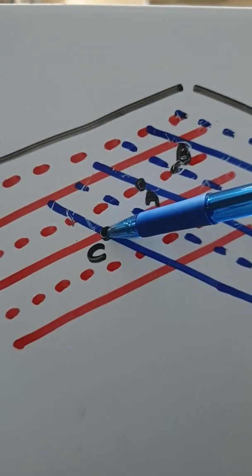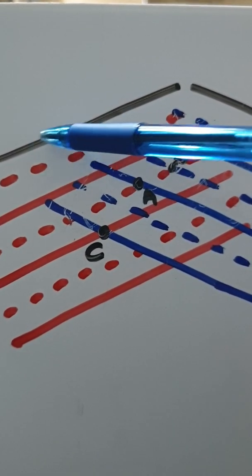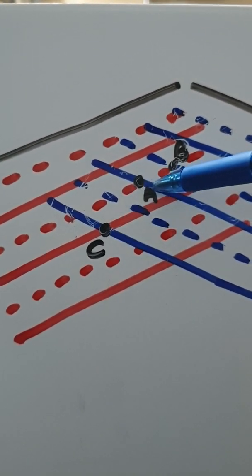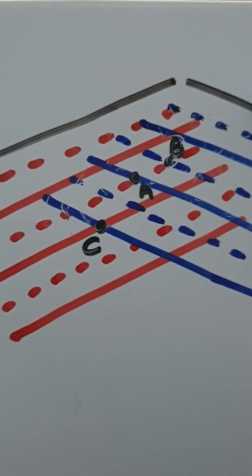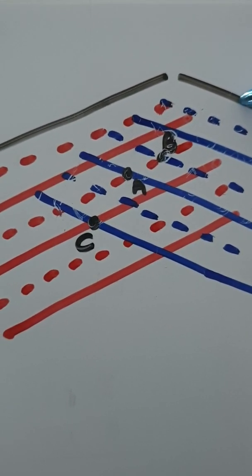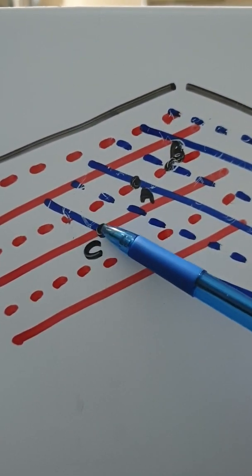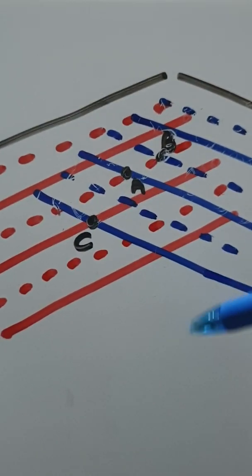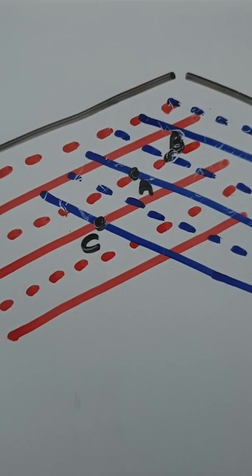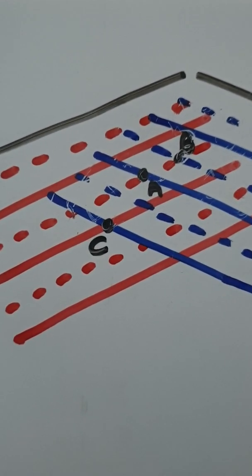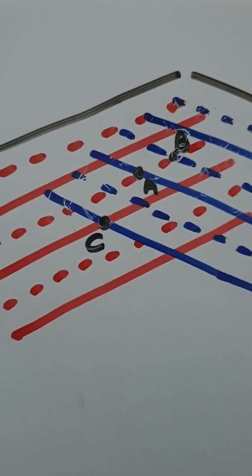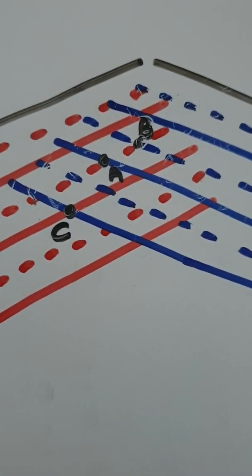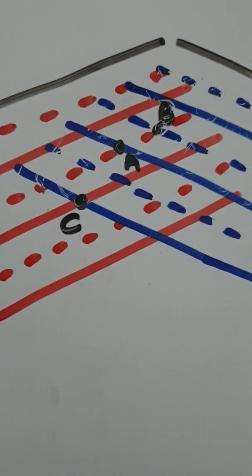C is 2 wavelengths from one generator, and 3 wavelengths from the other one. So you can see 3 of the blue waves have to reach C, whereas 2 of the red waves reach C at that time. So the path difference is 3 minus 2, which is 1 wavelength. Whenever the path difference is a whole number of wavelengths, you always get an antinodal line, and that's an area of constructive interference.